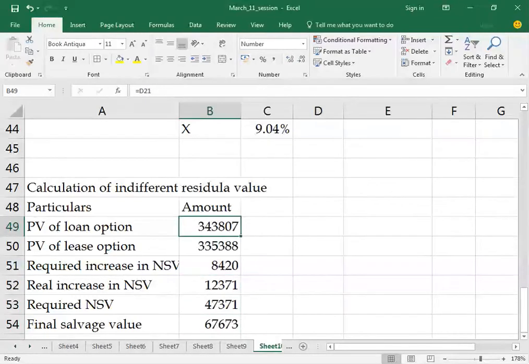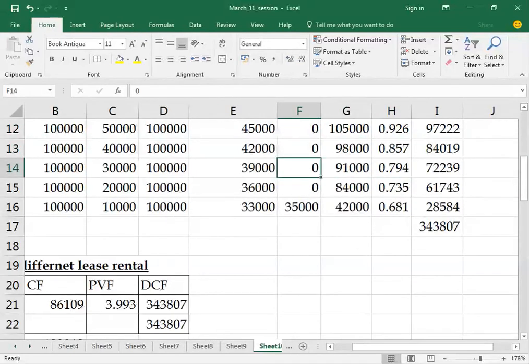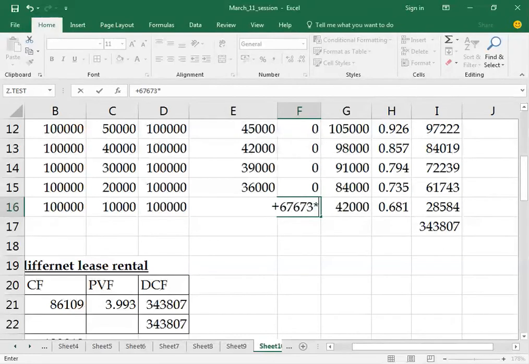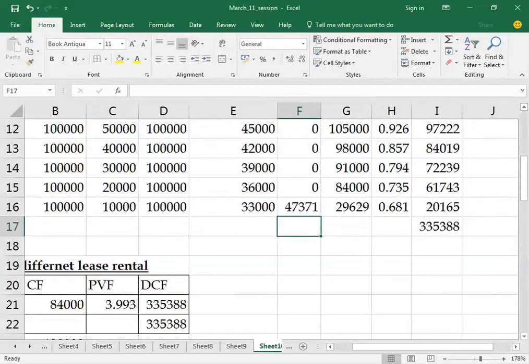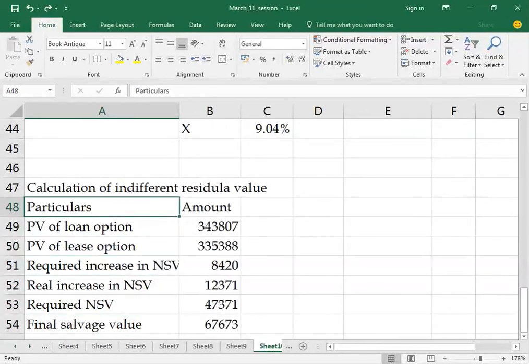So the calculation is: this much is the loan option, lease is already known, I need an increase of so much, so salvage value has to move up by so much. NSV will be this, and final salvage value is 67,673. If I have 67,673, in this place instead of 35,000 I can write 67,673 into 0.7. Why into 0.7? You pay tax of 30%, and you get 335,388. So this is the indifferent residual value.